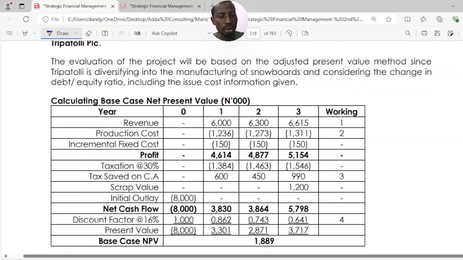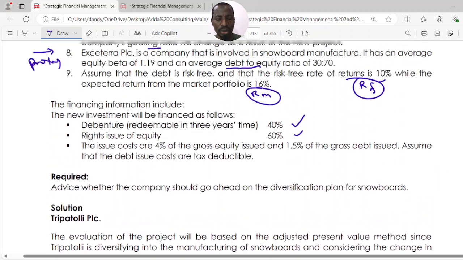Because we are given issue cost, it's 100% certain that we are supposed to use the adjusted present value to appraise the project. Therefore, let's compute the base case NPV quickly within the next few minutes. Let's compute the base case NPV. To get the base case NPV, I will then go to the question.